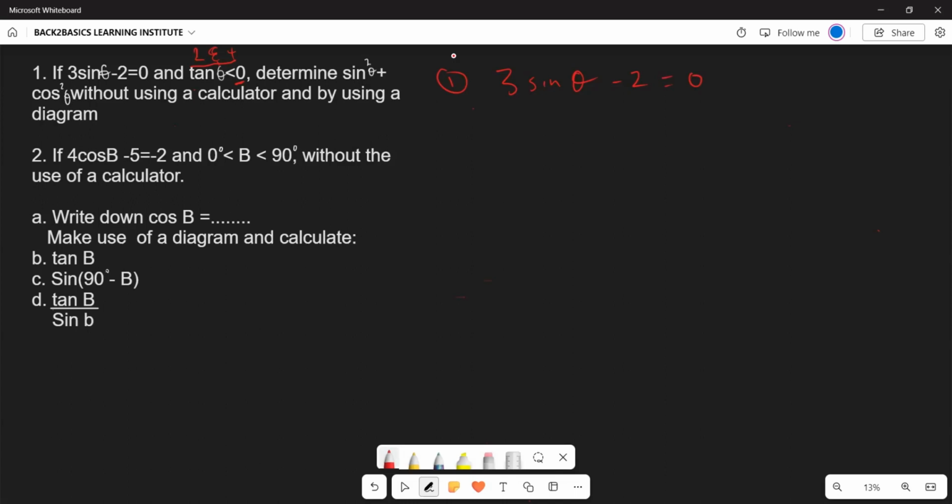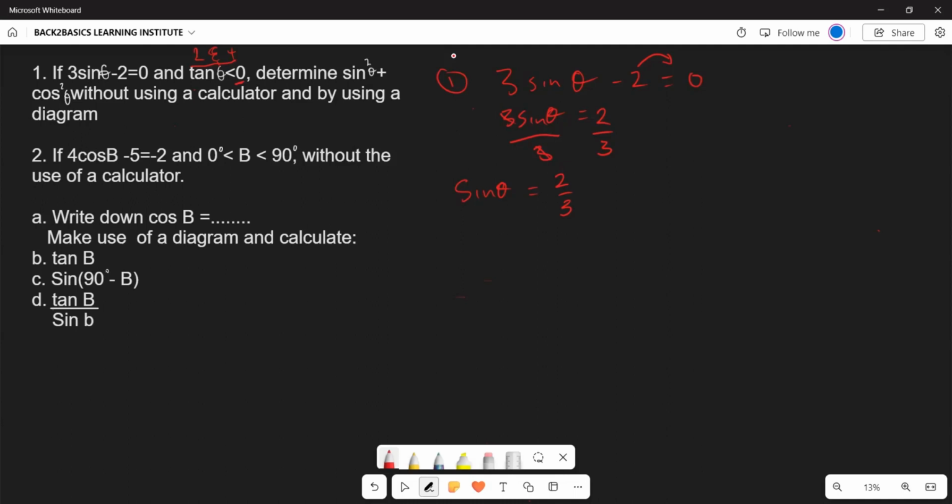So this is going to be the same as what? Here you're going to take this one to this side. So what you're going to have is 3 sine of theta equals 2. After that, you are going to divide by 3 on this side, which means these ones are going to cancel. So your sine of theta is going to be given by 2 over 3. So that's the first thing that you're going to do.